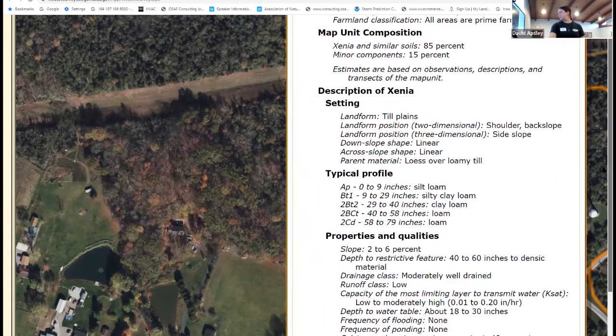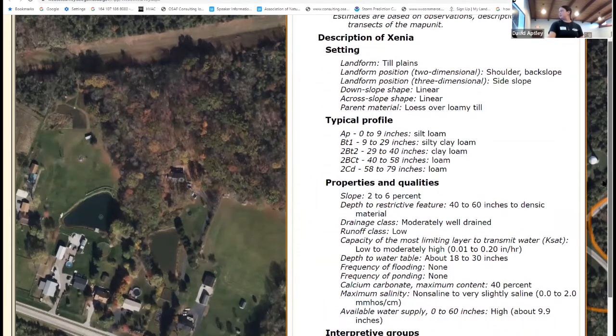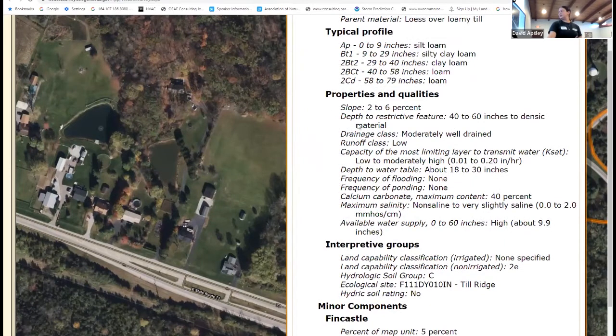So we've got some information there. Properties and qualities. We'll have some information on runoff and drainage class. So the soil is moderately well drained. It's not going to pond unless we get a ton of water. And so that helps pick different tree species based on how much water they can support.